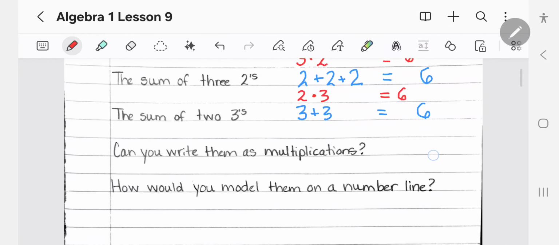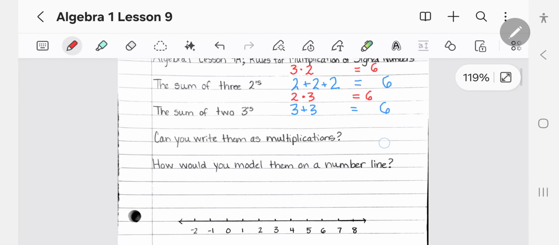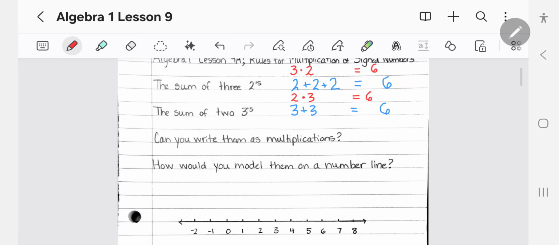All right, I'm going to go down and look at these on a number line. See if I can scroll out a little bit here. Let's look at the first one, the sum of 3 2's. I'm going to start at 0, and I'm going to get a 2. Okay, that's a plus 2, and then I'm going to go plus 2 more. That's another plus 2, and then a plus 2 again. So we've got a plus 2, a plus 2, and a plus 2, and we end up at 6.